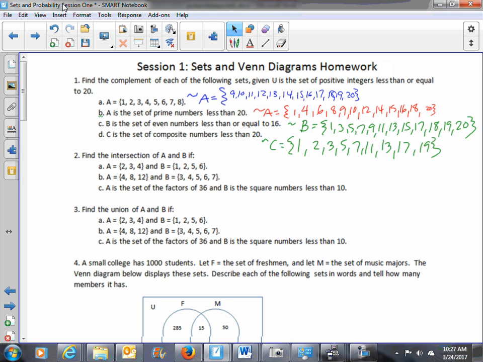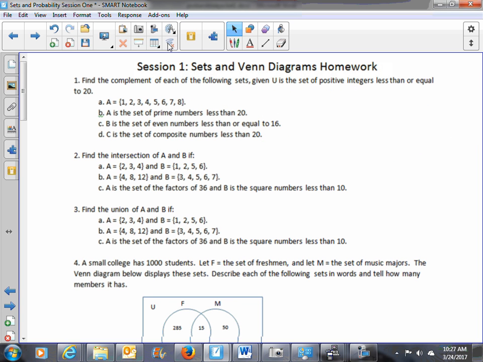Now I'm going to erase these things so I'll have enough room for problem number 2. Number 2, find the intersection of A and B if A is the set 2, 3, 4, and B is the set 1, 2, 5, 6. Well, A intersect B will be the set of elements that are in both A and B, and that would be 2.